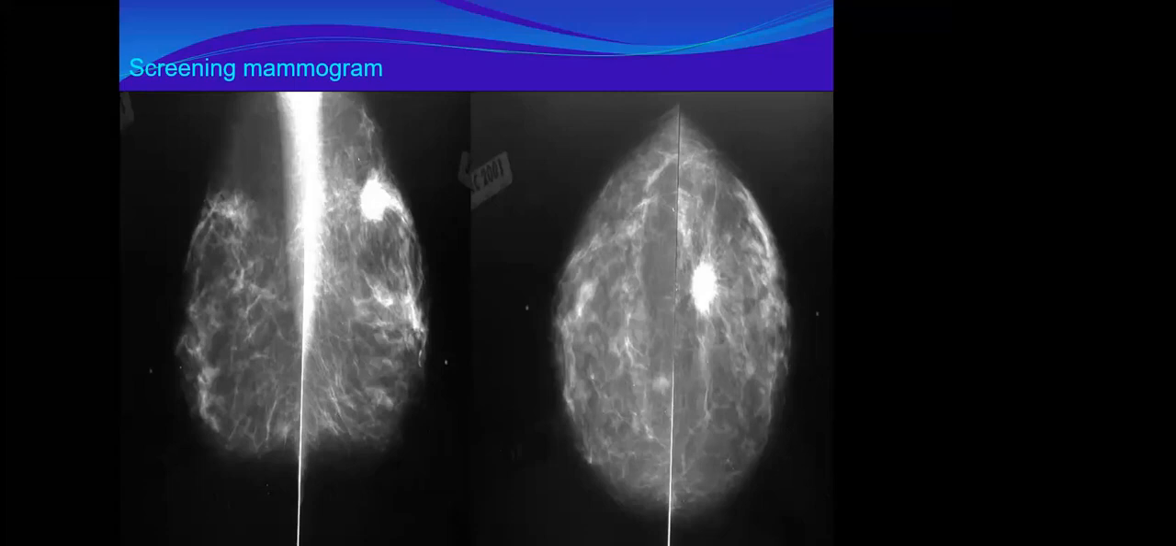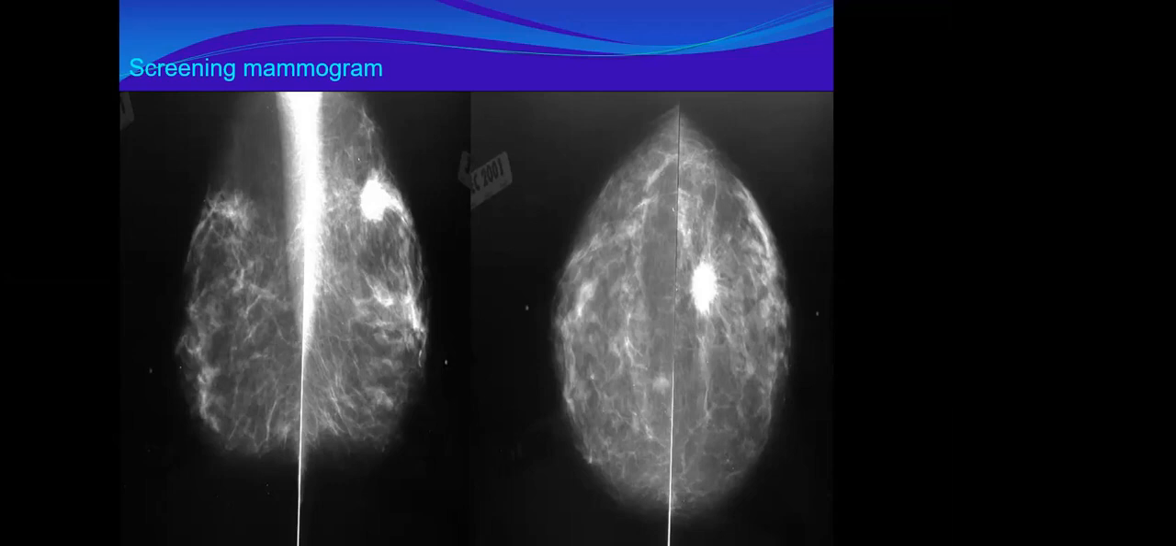So from imaging, we need to stage. What are the staging needs? We want to know, is it single or multiple lesions, or associated with invasion of the chest wall, invasion of the skin, invasion of the nipple, axillary involvement, and the contralateral breast. All these are important from imaging.